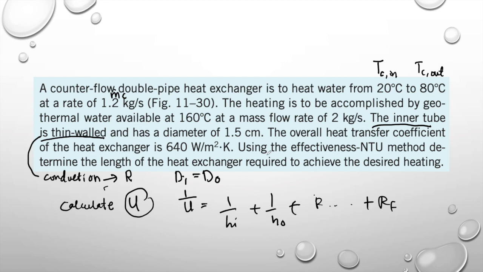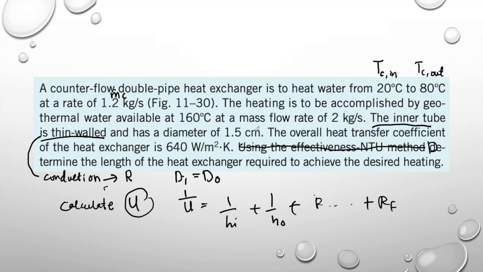If I remove the words using effectiveness NTU method, and the question asks you only to determine the length of the heat exchanger, what kind of method is suitable for you to solve this question? You have to take a look at the temperature. As I mentioned before, temperature, inlet and outlet. So let's take a look at the figure.